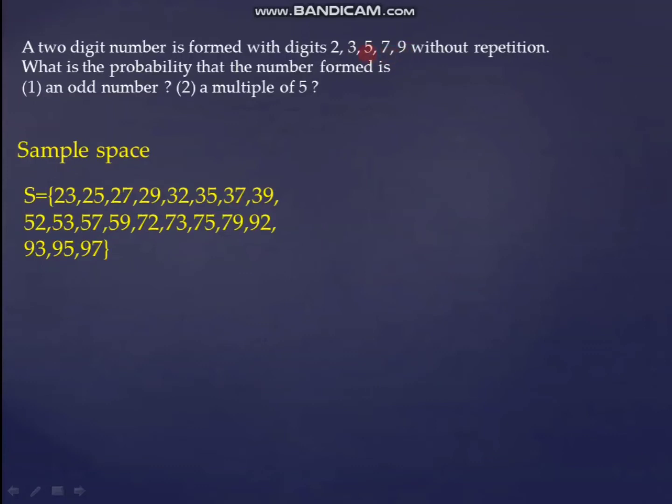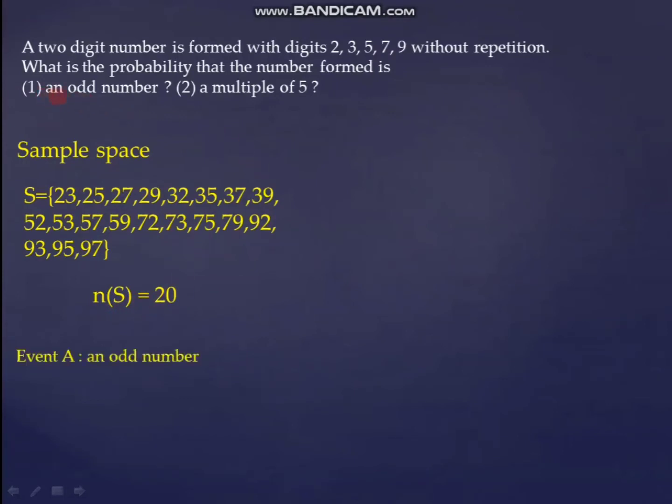Now starting with 5, we get 52, 53, 57 and 59. In this way, starting with number 7, we get 72, 73, 75 and 79. And the last digit is 9. So starting with 9, we get 92, 93, 95 and 97. So these are the total 20 sample points in this sample space. Therefore, n(S) is equal to 20.